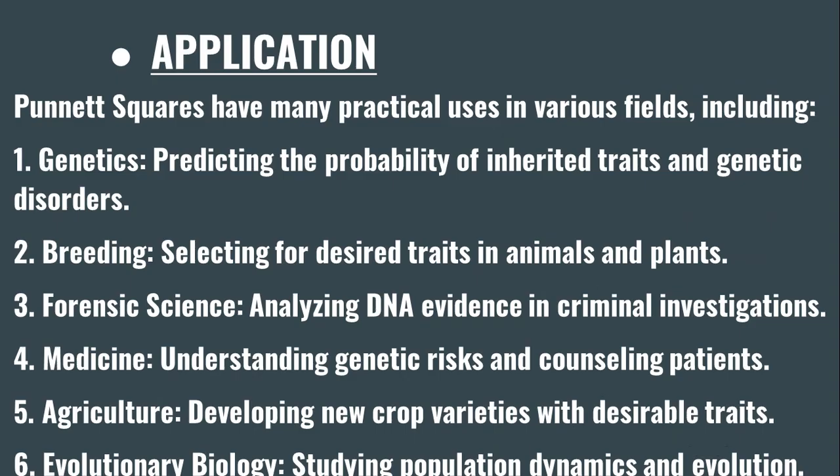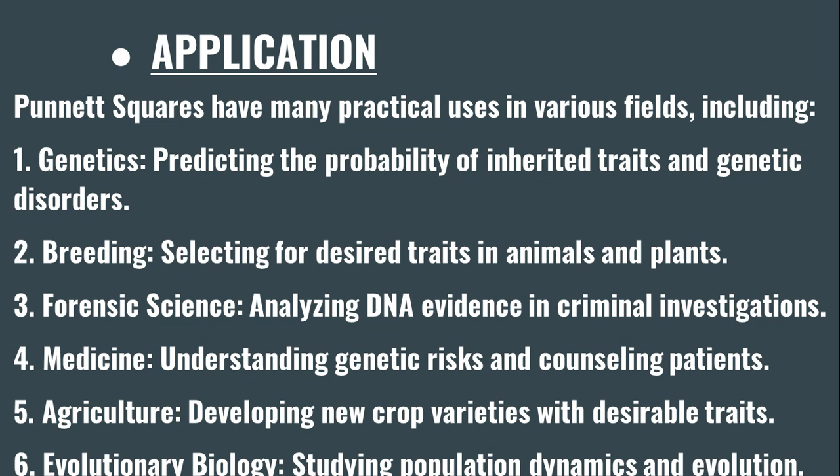So I believe we understand the example of how Punnett squares are created and how we apply them. Now let's talk about the applications of the Punnett square. Punnett squares have many practical uses in various fields, including genetics. It is applied in genetics, that is, predicting the probability of inherited traits and genetic disorders.